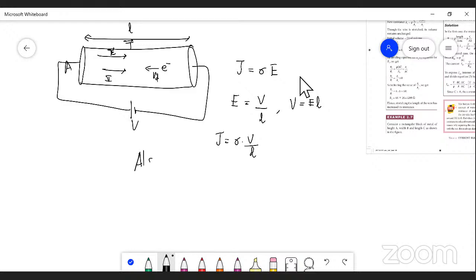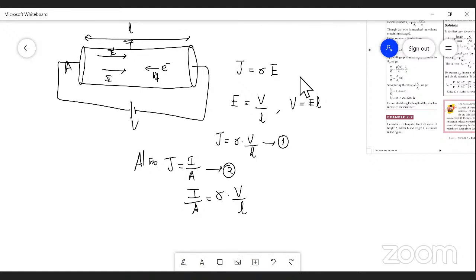Also, we already saw that current density is defined as the current flowing through the given area of cross section of a conductor. J equals I divided by A. We already have one expression here. Current density can also be expressed as I divided by A. Relating this, we have I divided by A is equal to sigma into V divided by L.